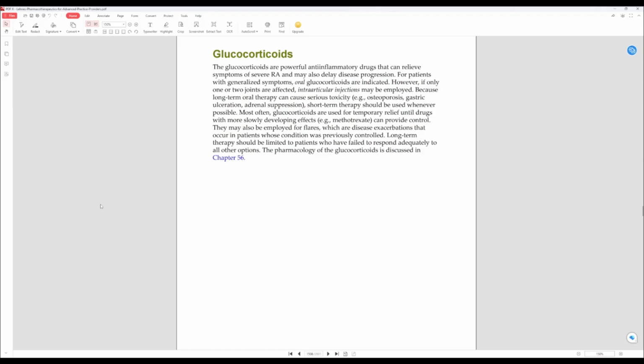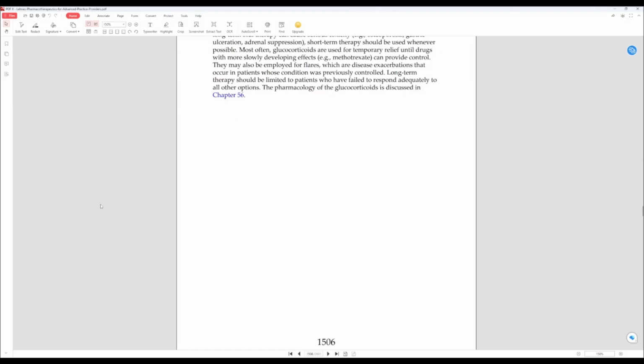Most often, glucocorticoids are used for temporary relief until drugs with more slowly developing effects can provide control. They may also be employed for flares, which are disease exacerbations that occur in patients whose condition was previously controlled. Long-term therapy should be limited to patients who have failed to respond adequately to all other options. The pharmacology of glucocorticoids is discussed in Chapter 56.